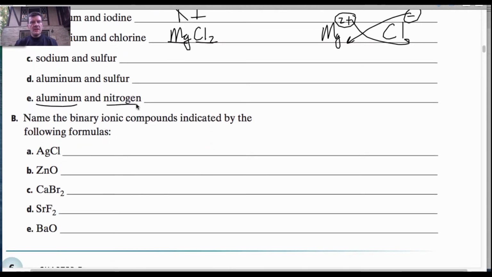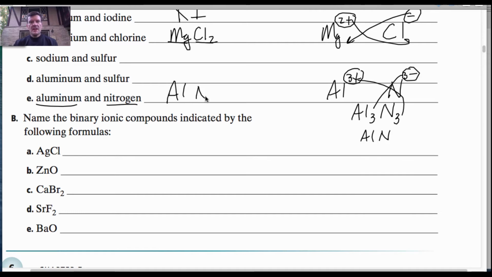Let's do aluminum and nitrogen. Aluminum forms a +3. Nitrogen is in group 15, forms a -3. Well, you just need 1 of each. I know this is a 3 here. You would think, oh, I'm going to put a 3 for this and a 3 for this, but we always reduce it to the lowest whole number ratio. 3 to 3 is the same as 1 to 1. I just need 1 of each. So this is aluminum nitride.